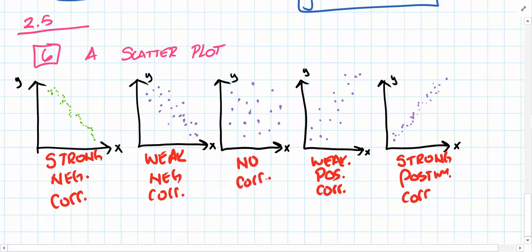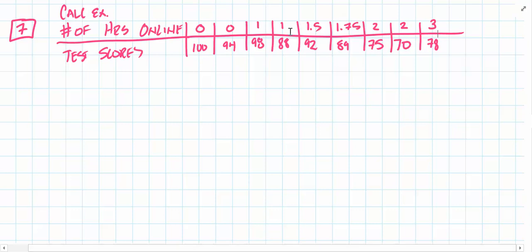All right? And what we're going to do next is we're actually going to make one in the calculator. We have some data here. Number of hours you spend online, and then we have test scores. So what we're going to do is create a scatter plot in our calculator, and I'm going to show you how to get something called a trend line. This is a little bit of data here.